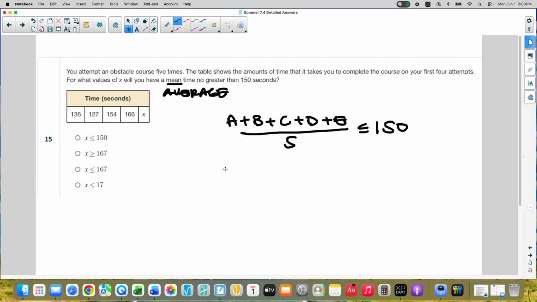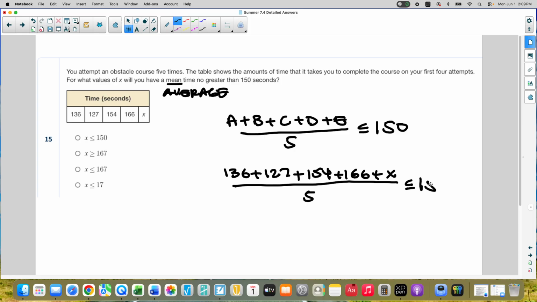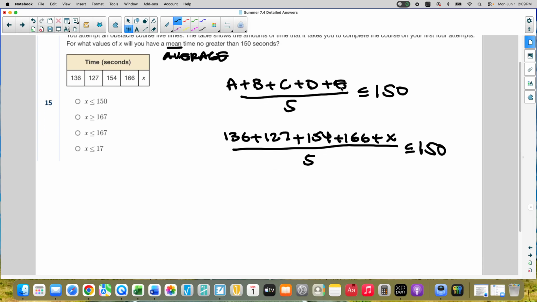So we know how much the first time is, 136. We know how much time it took for your second run, your third run, and your 4th run. And then we don't know the 5th run. That's what we're solving for. And we could write this equation. So this is an average, right? The sum of the times divided by the number of events.